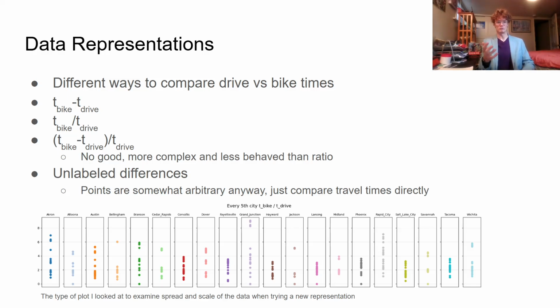The most straightforward, which is the one I tried first, is the time to bike minus the time to drive. It's pretty intuitive. It's negative if it's faster to bike. It's positive if it's faster to drive. Just a very straightforward comparison.